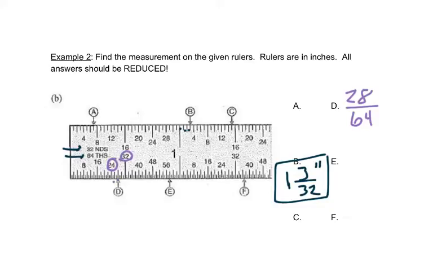Now both of those numbers can be divided by 4. We divide the top by 4, we get 7. If we divide the bottom by 4, we get 16. So it's 7/16 of an inch.